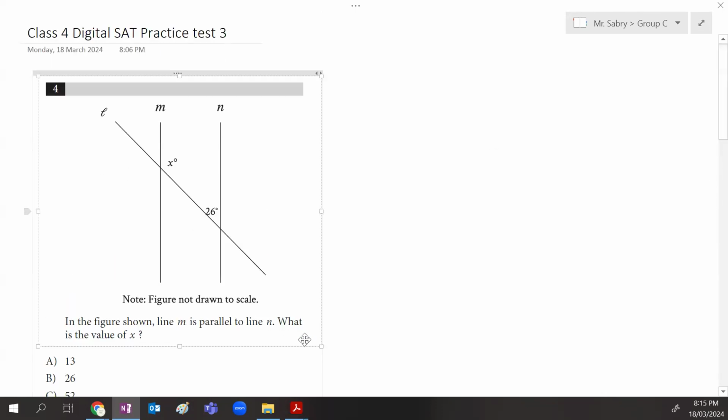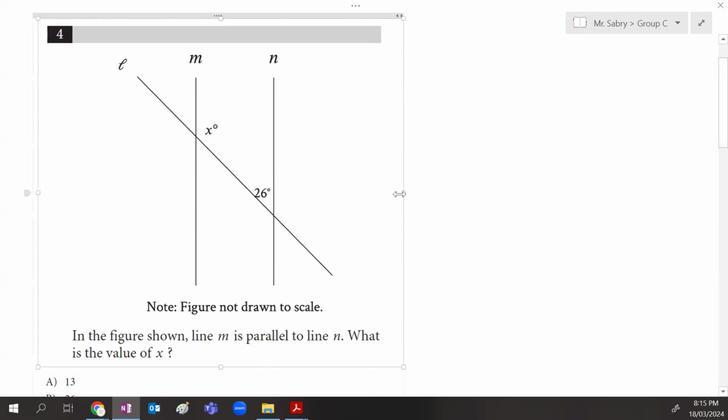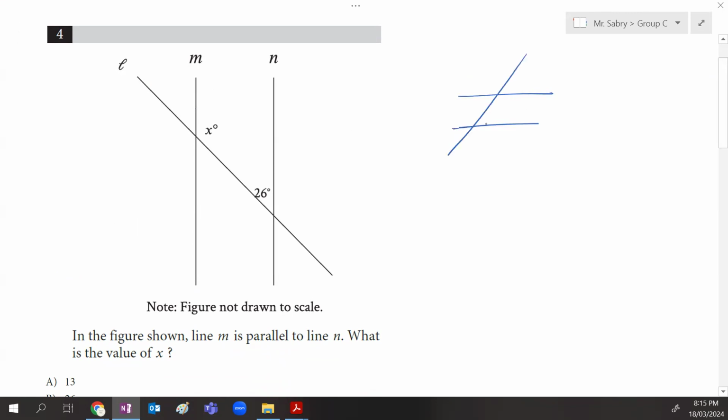Let's start with number 4. You're told that M and N are parallel to each other, and they're asking you the value of X. One of the things about parallel lines, any two lines in general, whenever they're parallel and a line crosses them both, this line is called the transversal, and every single angle created here between these two is created again here between these two. As you can tell, the same numbers are equal to each other.